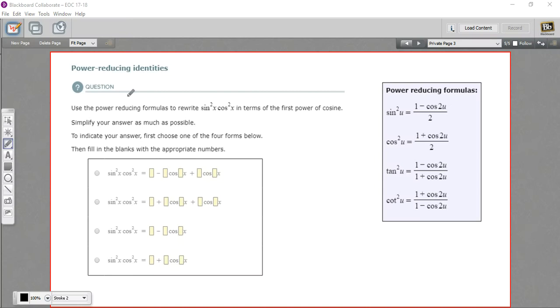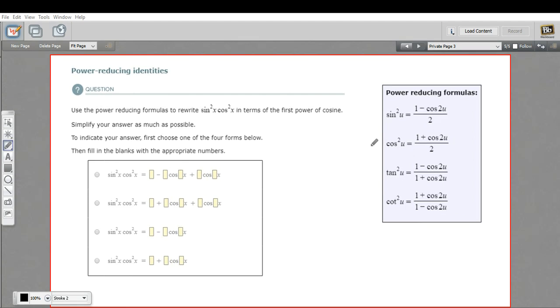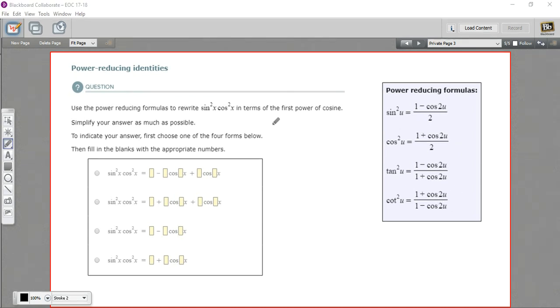In this problem, we are using the power-reducing identities or power-reducing formulas for trig. And these formulas right here come in handy when you've got a power of sine, cosine, tangent, or cotangent, and you want to rewrite it in terms of the first power of cosine. All of these come out to first power of cosine. So in this particular problem, we've got the sine squared of x times the cosine squared of x.